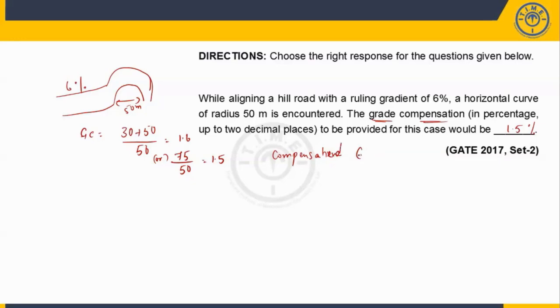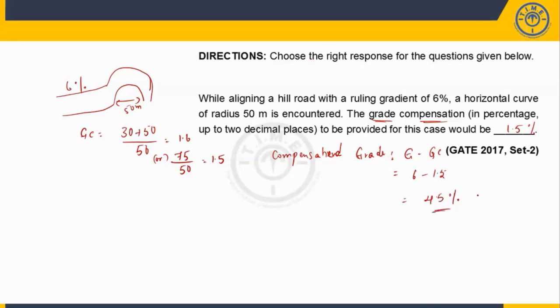Now, in some questions they will ask us, after compensation, what is the required grade? That is the compensated grade. Sometimes they will ask us for the compensated grade, that is initial grade G minus GC. Here it is G minus GC, which is 6 minus 1.5. That gives us 4.5%.